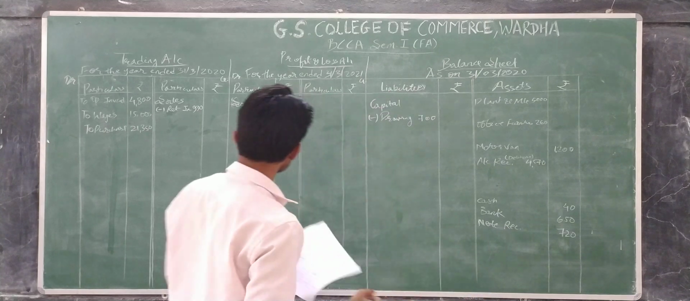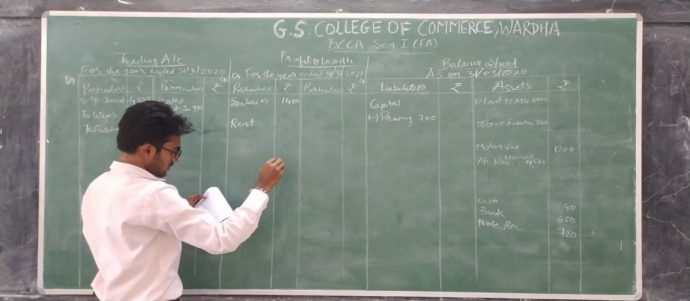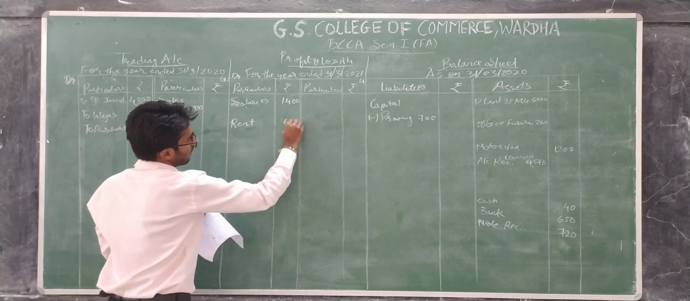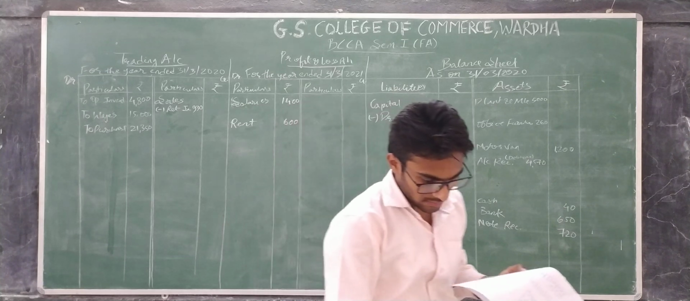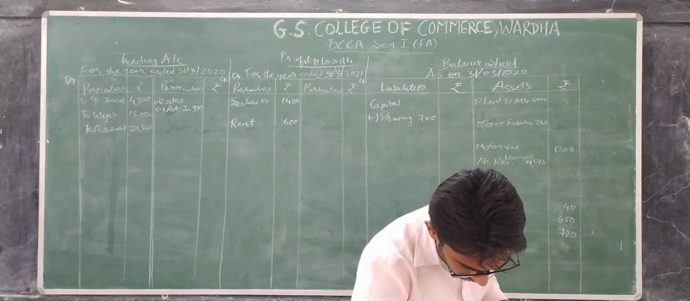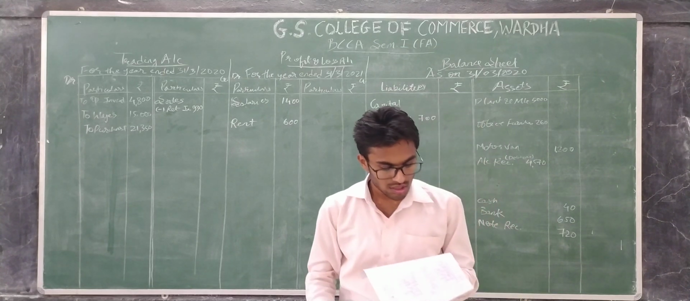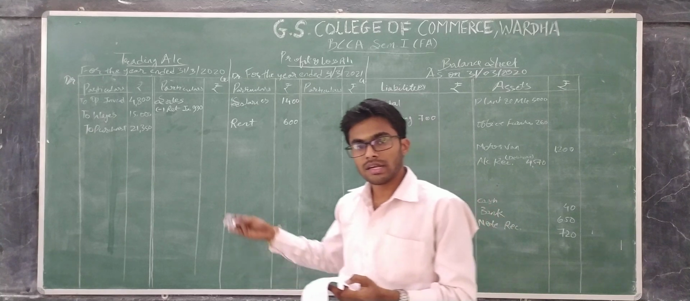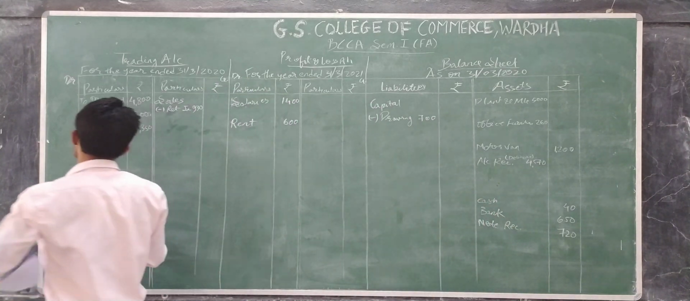Rent is my indirect expense, so again I have to write over here rent is rupees 600. Then after we have excise duties. Okay, so to give treatment to the excise duties, you have to write excise duties on the debit side of trading account. Why? Because this one is your direct expense.